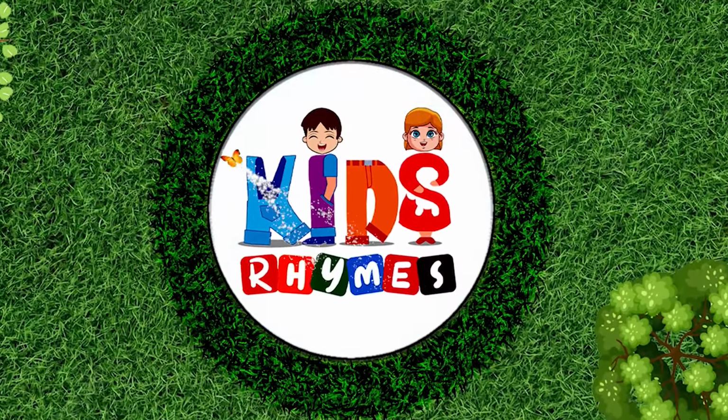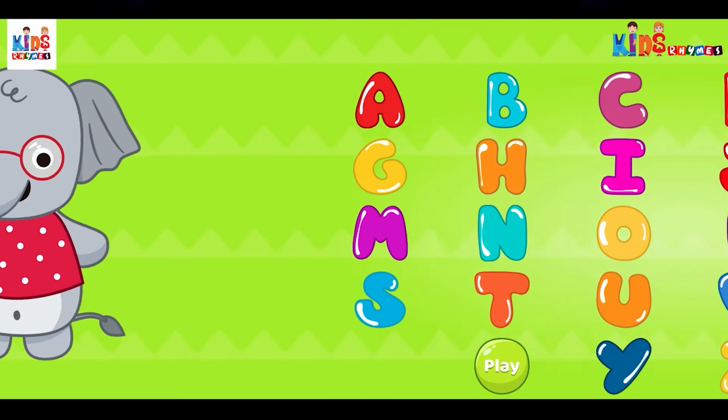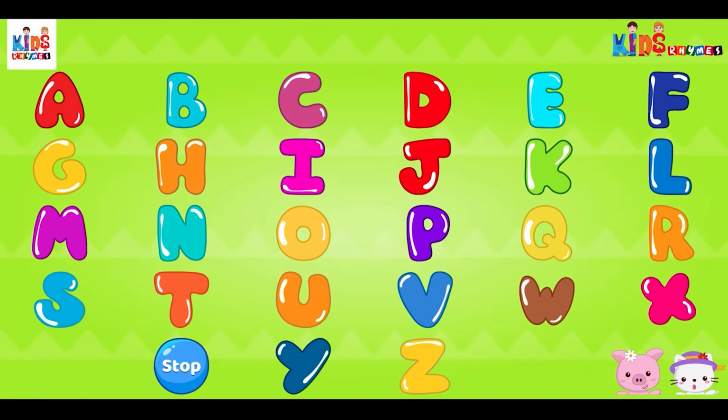Kids rhyme. Hi, I am Ellie. Let's tap these letters together. E, B, C, D, E. G, I, J, K, L, M, N, P, Q, R, S, T, U, V, W, X, Y, and Z.